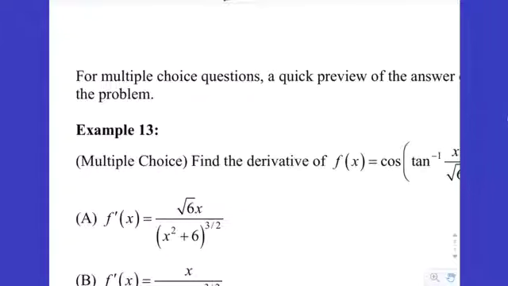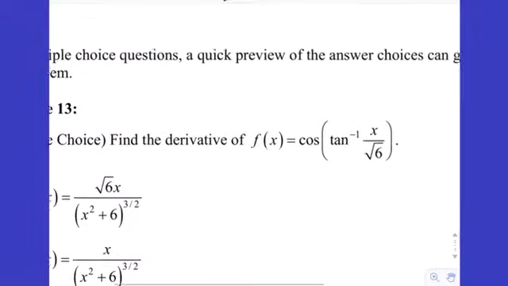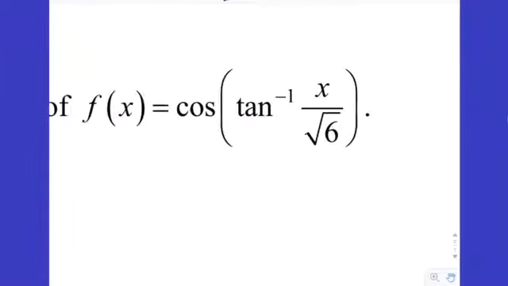Example 13, here we are. A multiple choice example? Find the derivative of cosine of inverse tangent of x over the square root of 6.